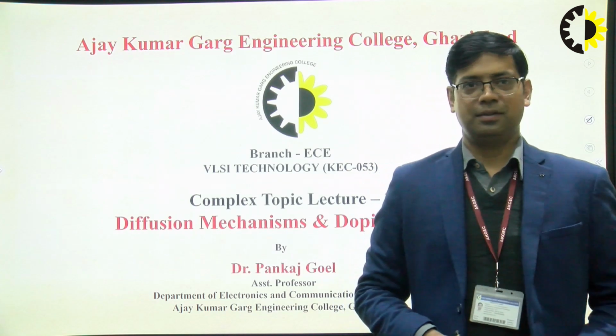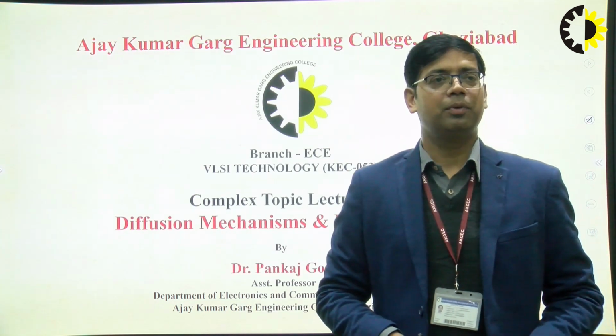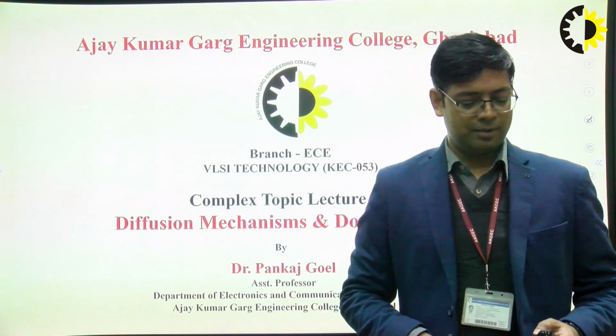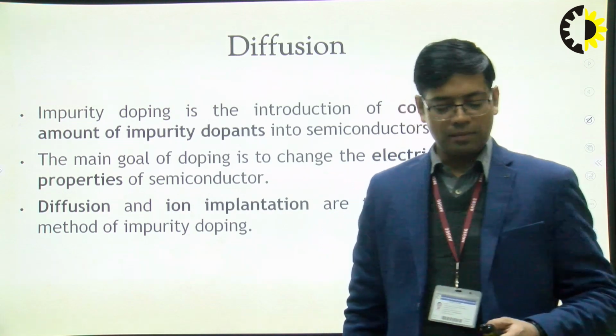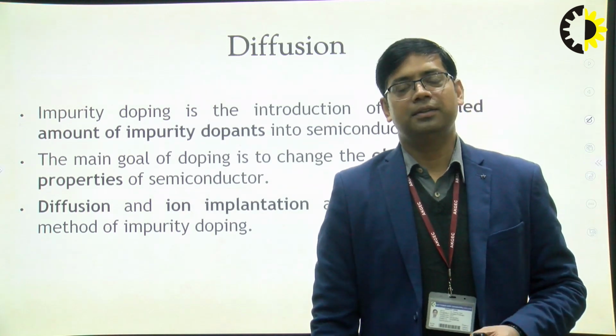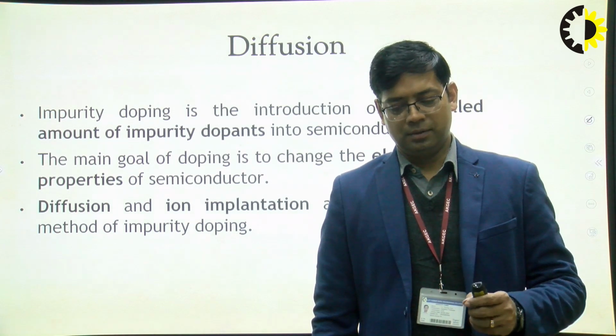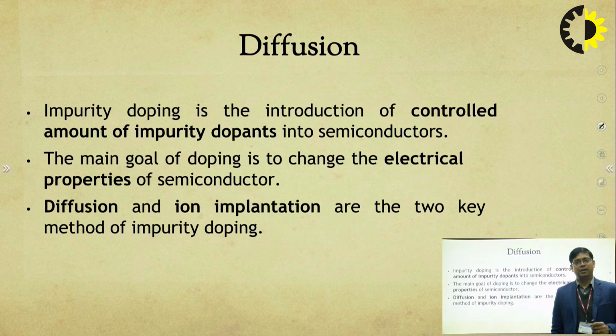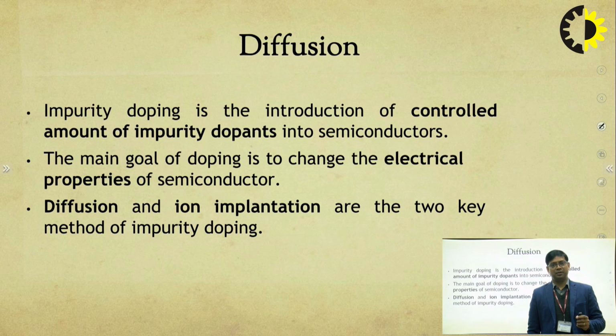Today we will discuss a very important topic of diffusion mechanism and doping profile. As we know, in semiconductor fabrication, doping of impurity atoms is a very important step. There are two techniques by which impurities can be doped in a semiconductor wafer. These are diffusion and ion implantation.